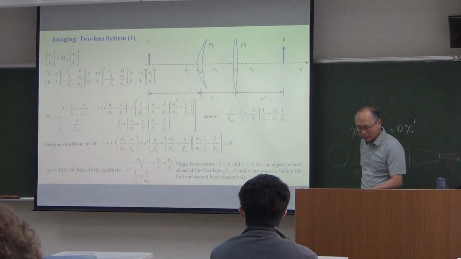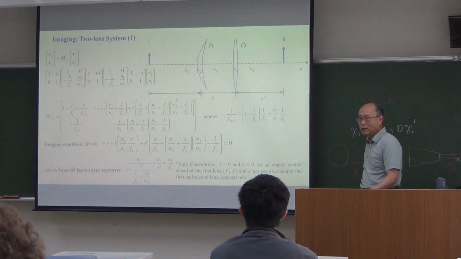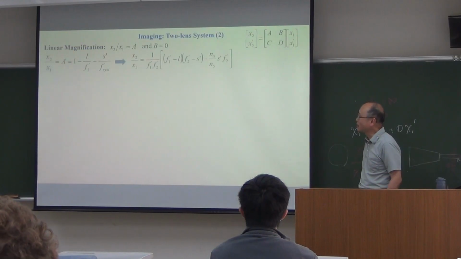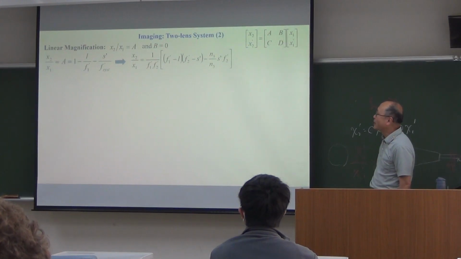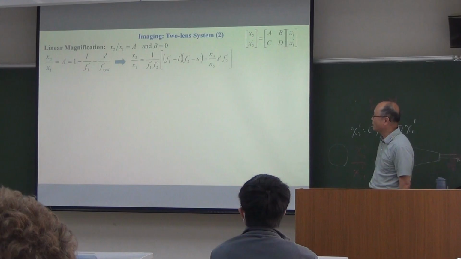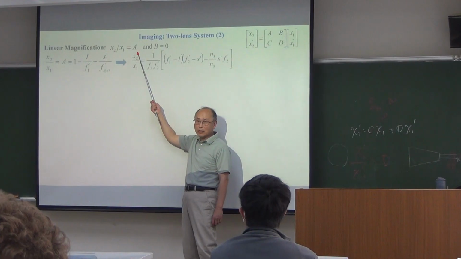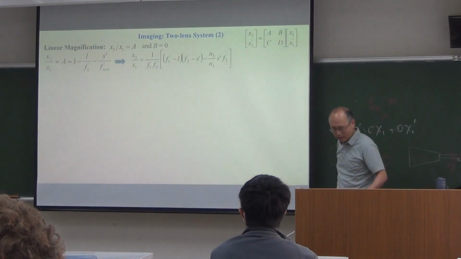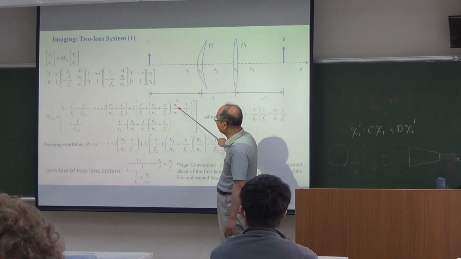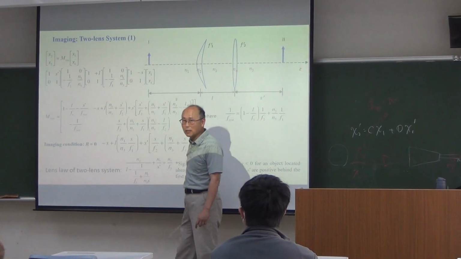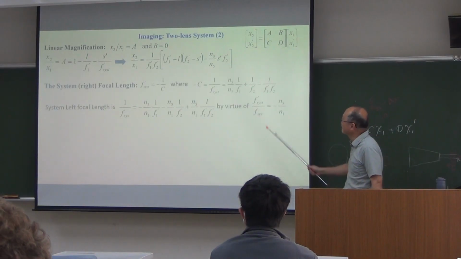And the important thing is that the concepts we extracted from the single lens system are applicable to this two lens system. The first is that if you want to figure out the linear magnification of the image, under the image condition, we know the element A is the linear magnification. So just go back. Under this B equal to 0, then A, this guy, is the linear magnification. So you can calculate it.